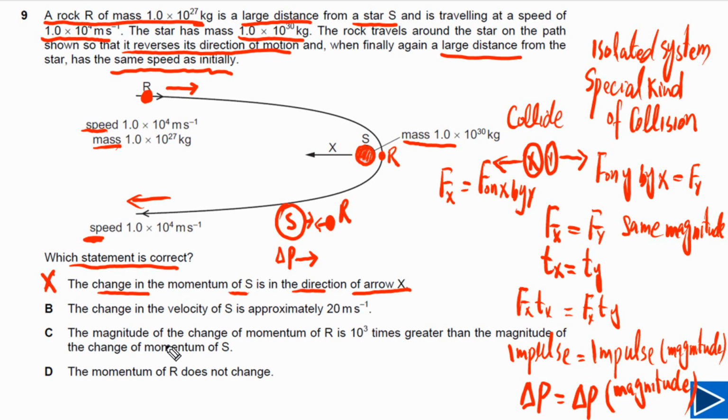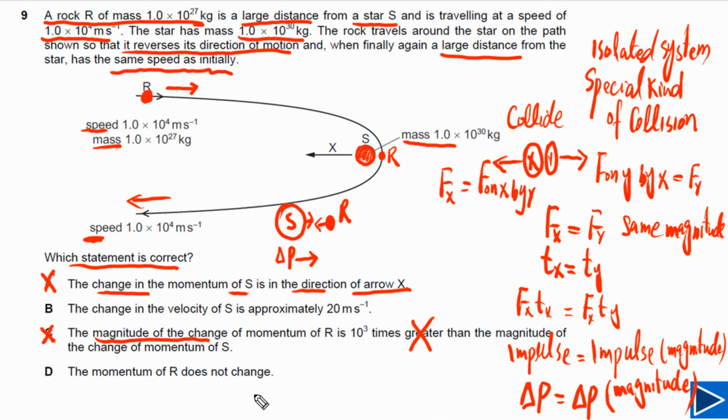Option C is telling us the magnitude of the change of momentum of R is 10 to 3 times greater. No, that's wrong. This is not right, because we have discussed that the change in momentum in magnitude is the same for two interacting objects. So this is also not our answer.